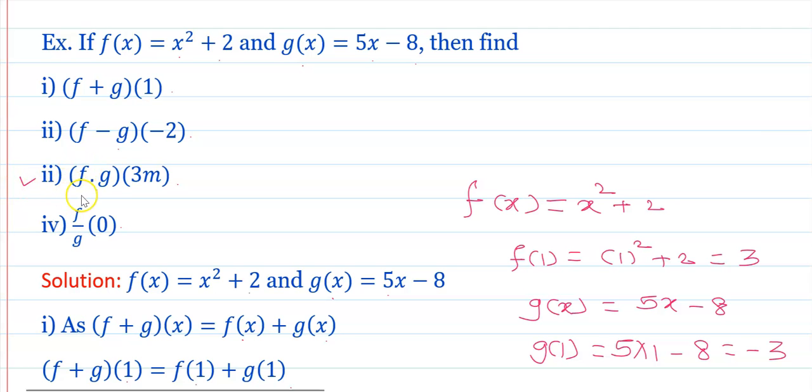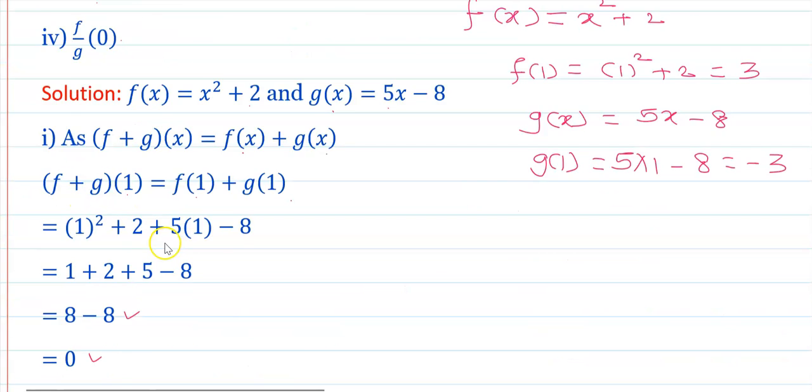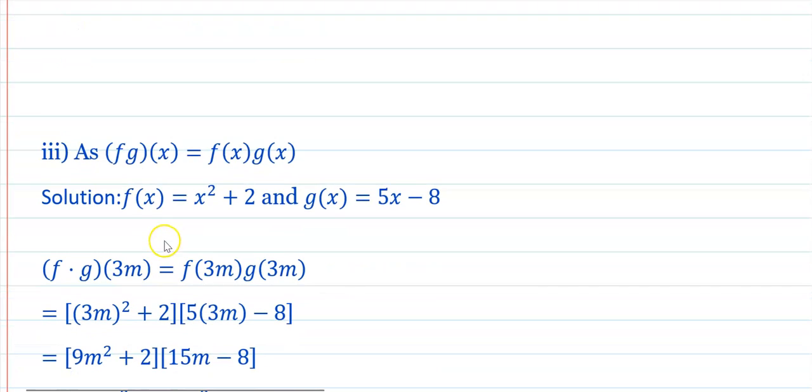This is the (f dot g) of 3m. Okay, now see this here, (f dot g) of x is equal to f of x into g of x. f of x is equal to x square plus 2, g of x is equal to 5x minus 8. (f dot g) of 3m is equal to f of 3m into g of 3m. Now the value of f of 3m. What is the function f of x? x square plus 2 means what? (3m) square plus 2, into 5 into 3m minus 8.